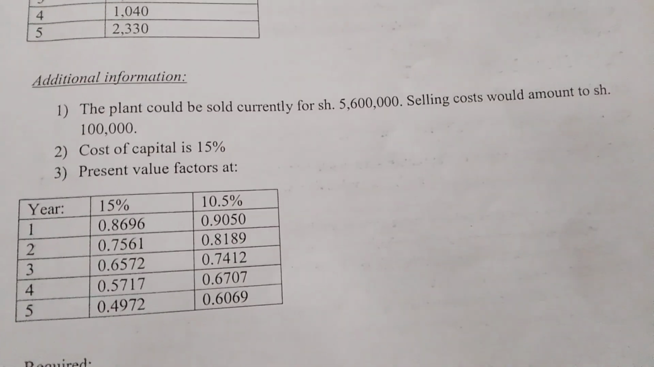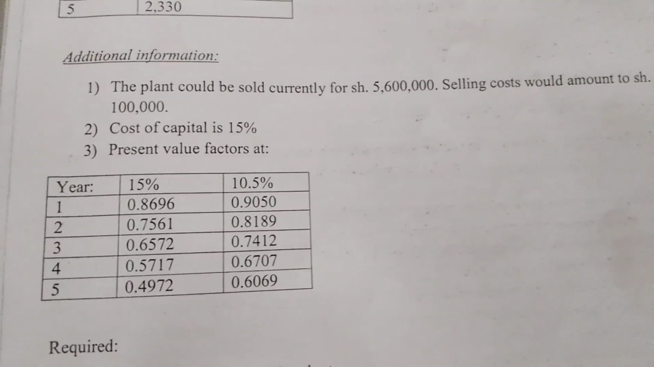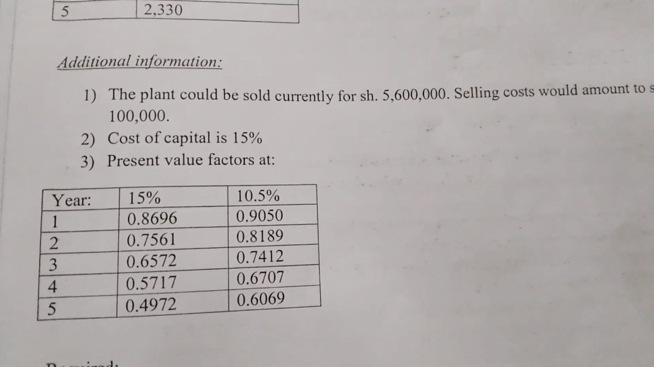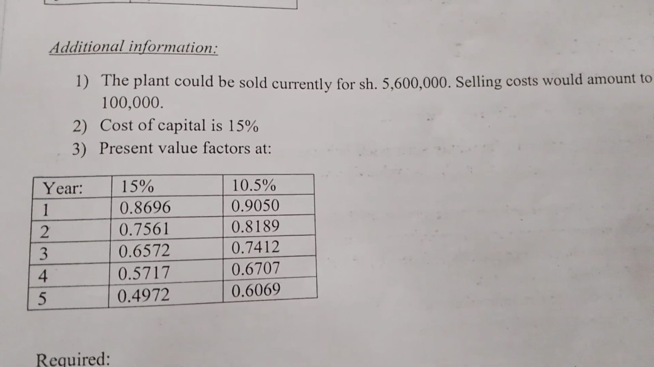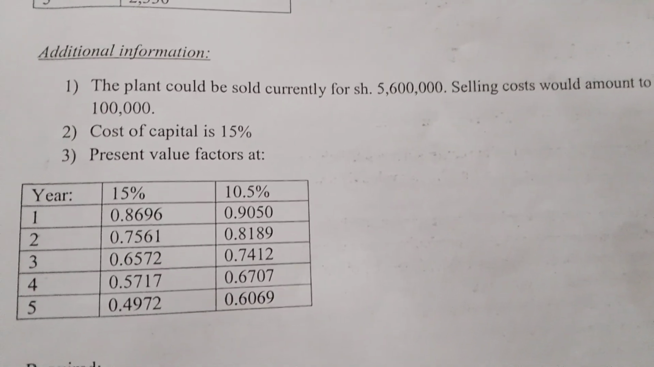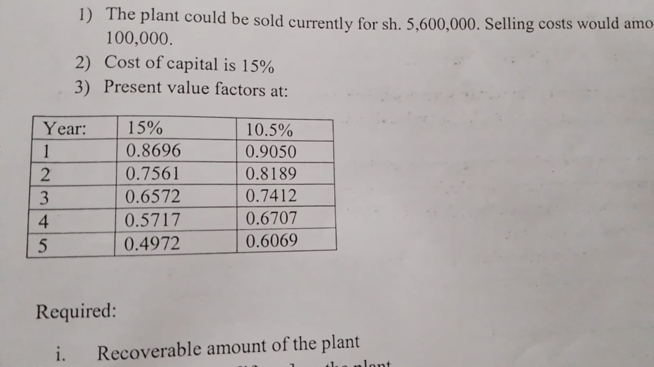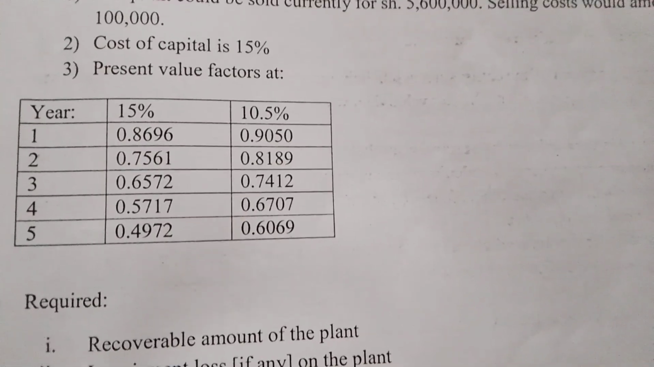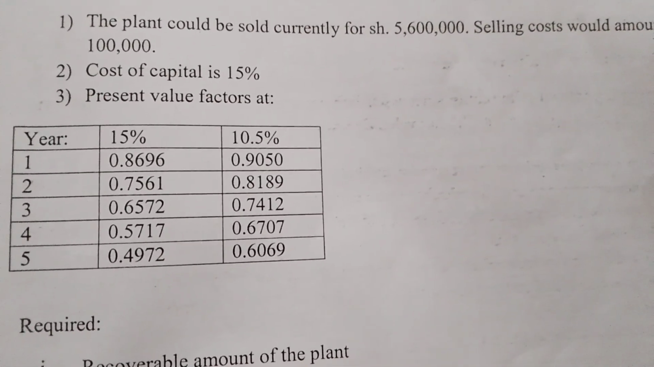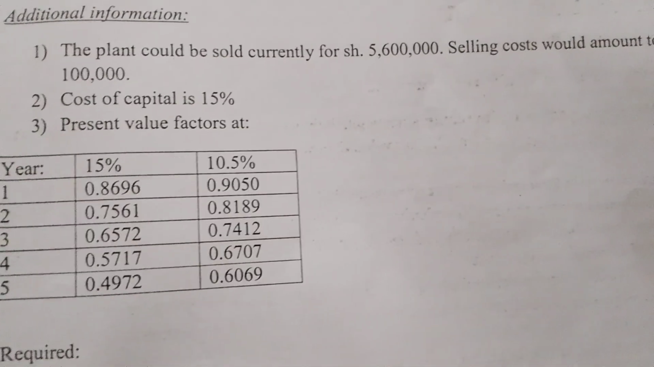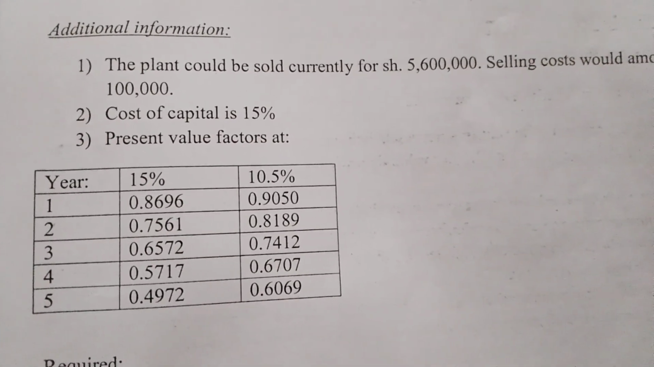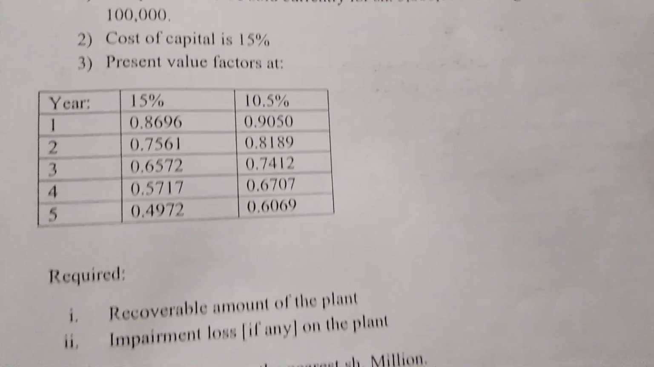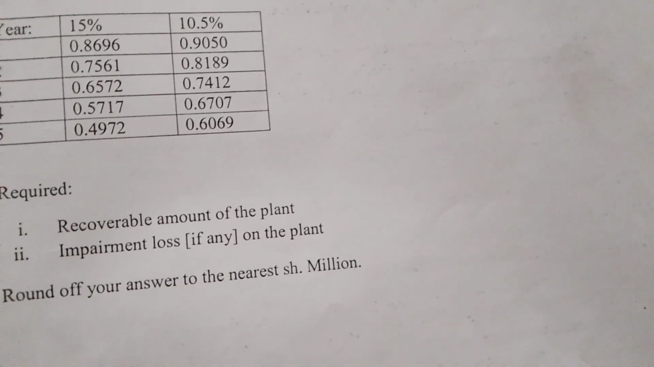Present value factor. Now the present value factor, they have calculated for you at 15%. You see, at that 15%, if you take 1 plus 15% raised to negative 1, you get 0.8696. For year 2, if you take 1 plus 15% raised to negative 2, you get 0.7561. Now these are things you have done in FM. So I'll use 15% to illustrate example 1, and then for example 2, I can use my rate at 10.5%. Required: recoverable amount of the plant.